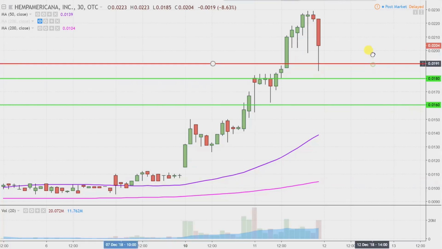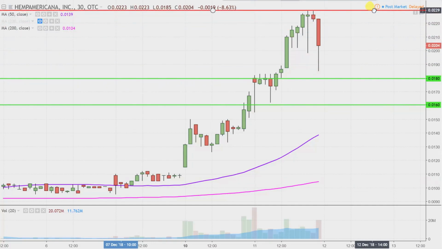What about areas of resistance? As far as where the sellers are hanging out at, pretty straightforward here, nothing complicated behind it. The party stopped today up there at 0.023, so 0.023 will be public enemy number one going forward.